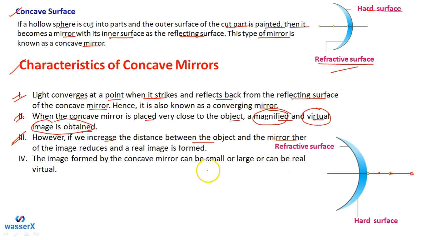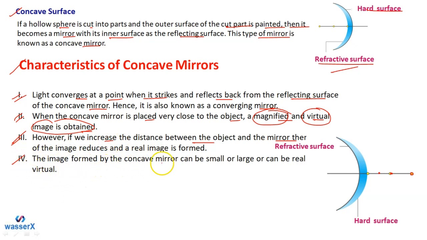So in doing so, the image reduces to a real image, and the image you will be getting now is a real image, and of course inverted, right? So that's also inverted. Okay, so then you have the fourth characteristic.